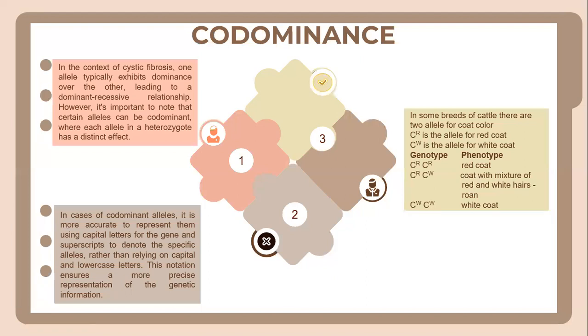In some breeds of cattle, there are two alleles for coat color. C^R is the allele for the red coat, and C^W is the allele for the white coat. When you draw up the genetic diagram, you might have genotype and phenotype. C^R C^R is referring to a red coat. C^R C^W is referring to a coat with a mixture of red and white hairs grown. And C^W C^W is referring to the white coat.